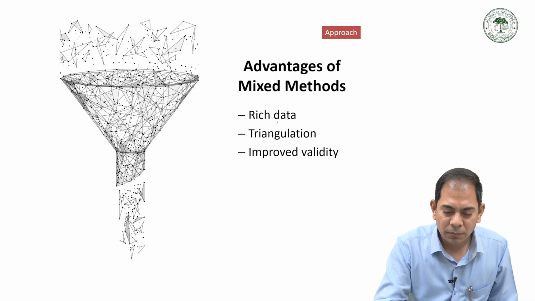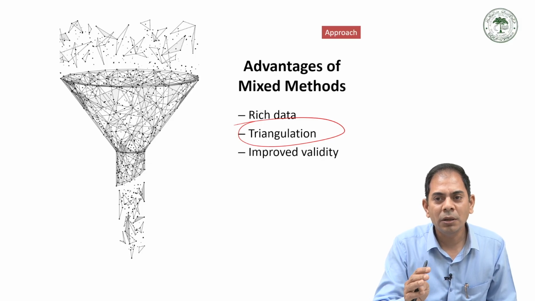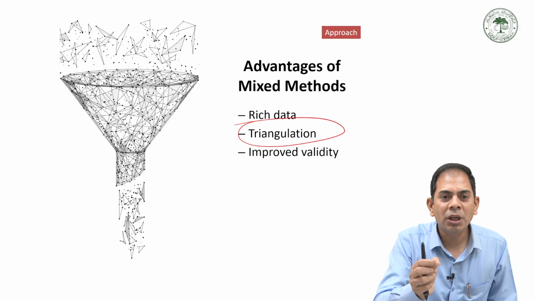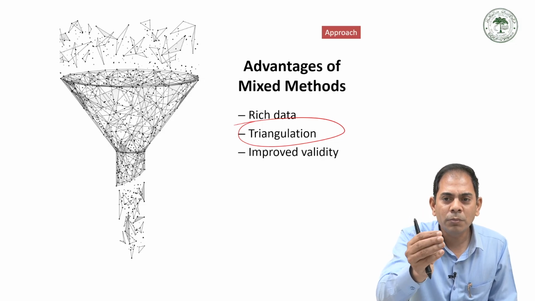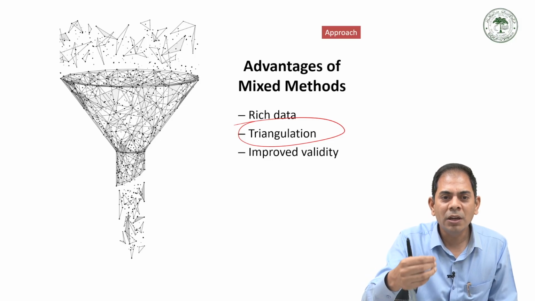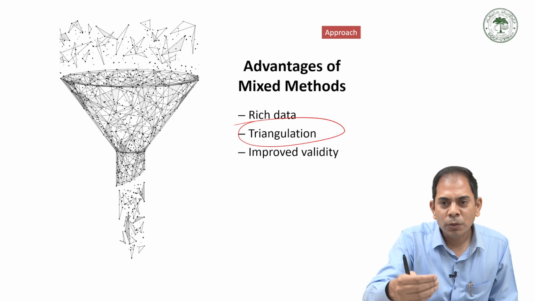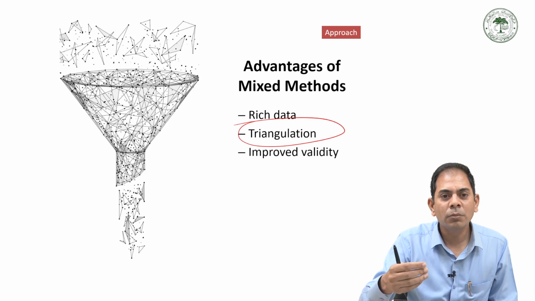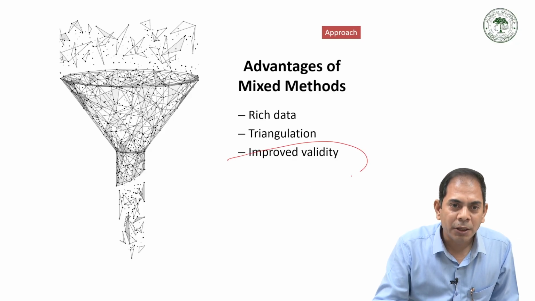Second is triangulation, a very important concept. Triangulation means using multiple methods or sources to study the same problem. You have one problem and use multiple methods or multiple sources to solve it. So when the results from both qualitative and quantitative data support each other, the findings become stronger and more reliable.